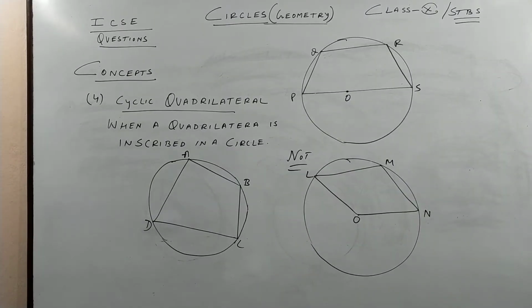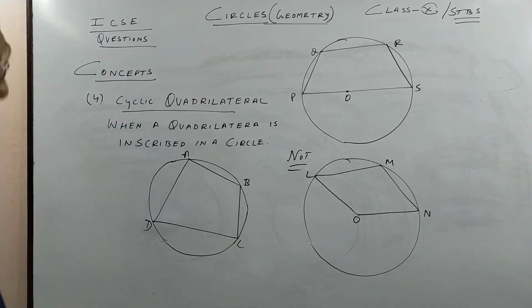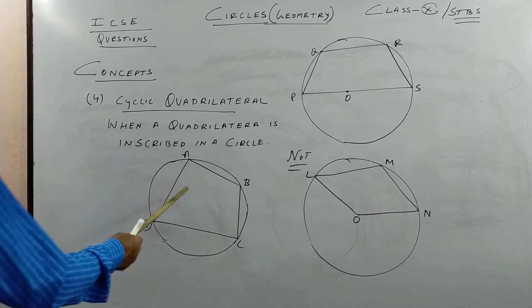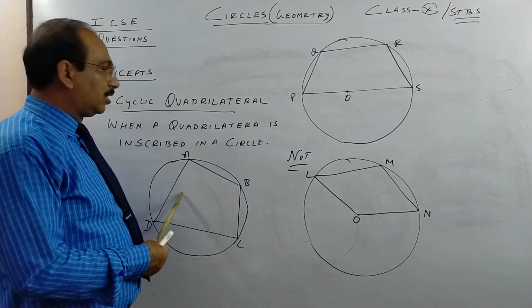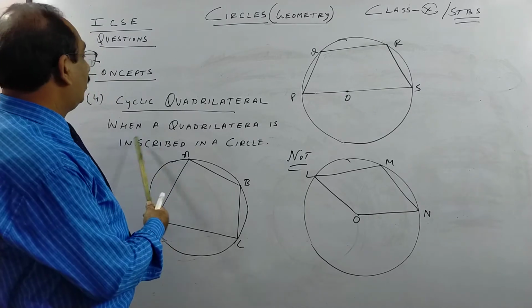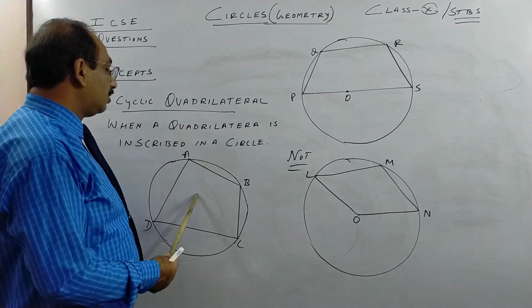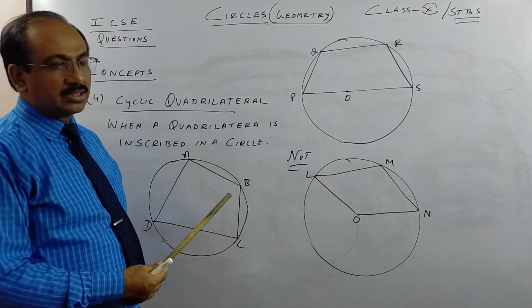So the next concept we have, children, is what we call a cyclic quadrilateral. A cyclic quadrilateral is a quadrilateral which is inscribed. Inscribed means, children, something which is inside. We will see more of this. So when a quadrilateral is inscribed in a circle, it means the quadrilateral is inside. Sometimes a triangle is inside.